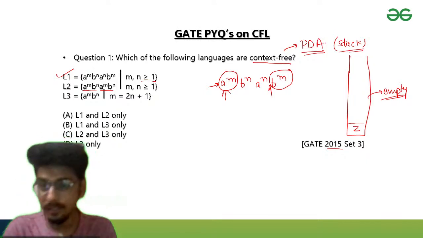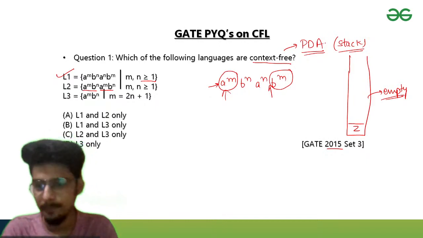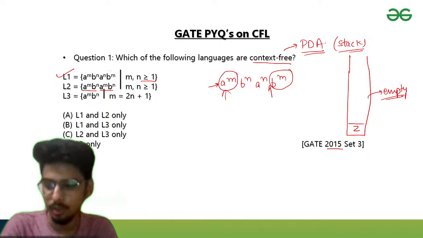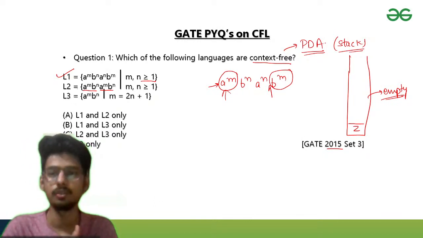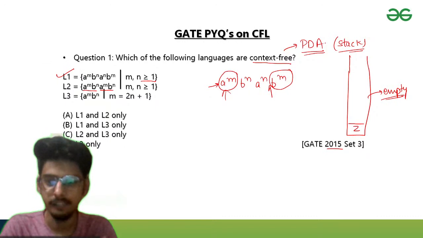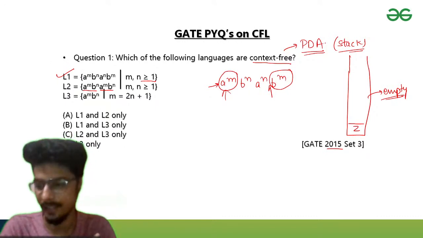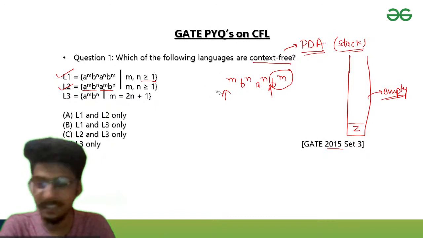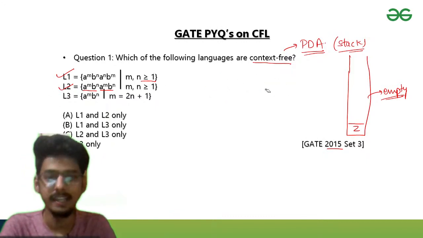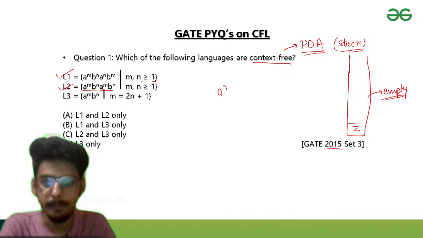Now, L1 is definitely context free. Although Aditya Tomar said that L2 and L3 will be context free, L1 should be context free, and L1 is not present in C, so most probably C will be the wrong answer. Let's have a look at L2. Will L2 be context free? Let's see. You guys have said that L2 will be context free. Now it is saying a^m b^n a^m b^n.